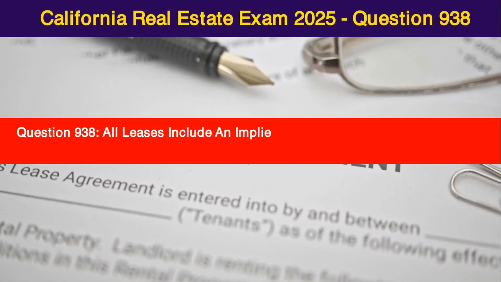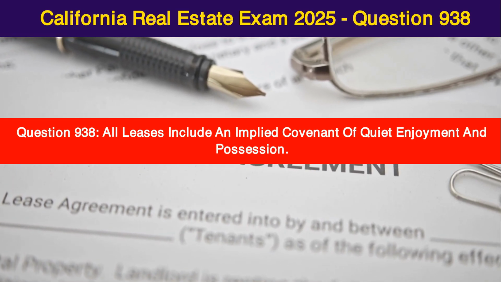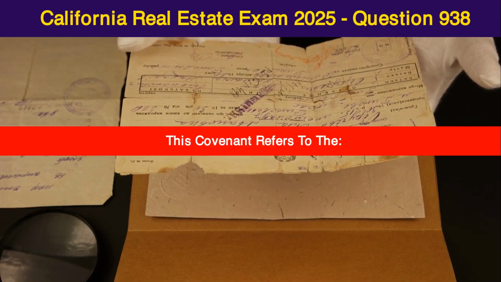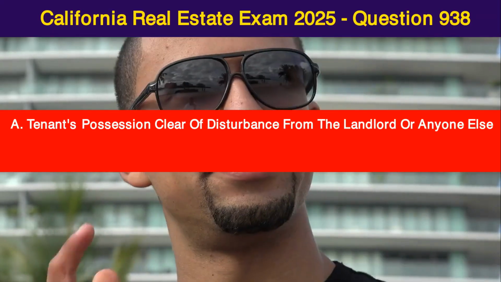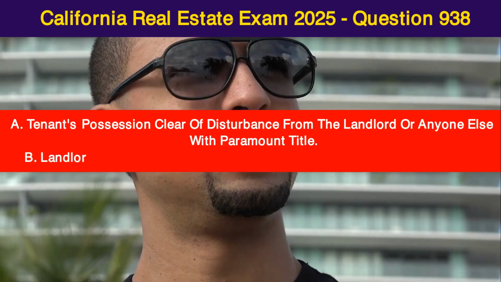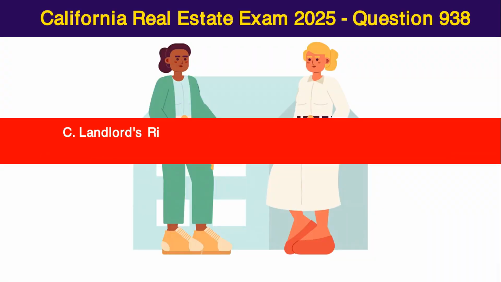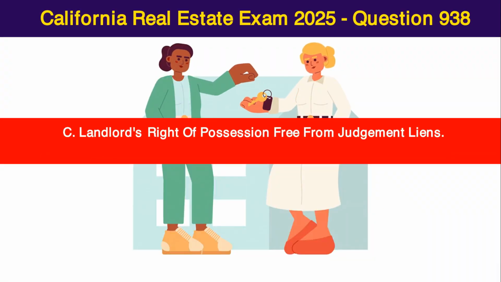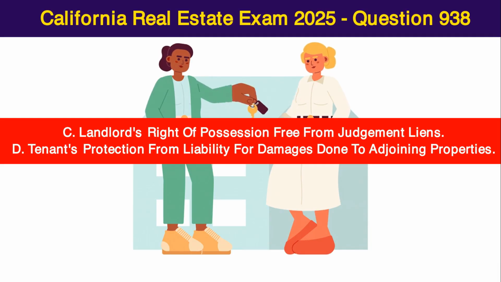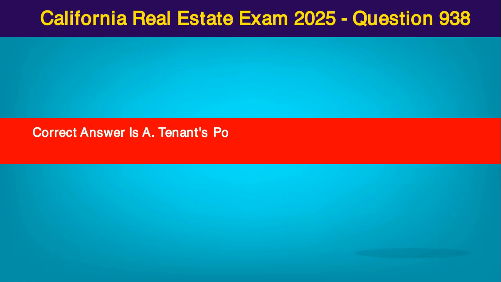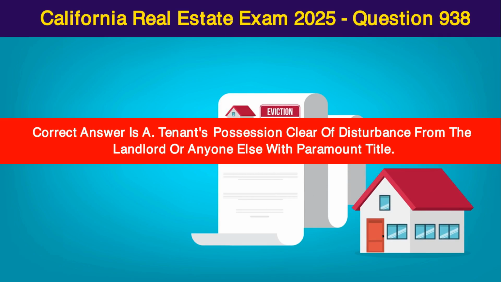Question 938. All leases include an implied covenant of quiet enjoyment and possession. This covenant refers to: A, a tenant's possession clear of disturbance from the landlord or anyone else with paramount title; B, landlord's right to make the tenant quiet down any loud disturbances; C, landlord's right of possession free from judgment liens; D, tenant's protection from liability for damages done to adjoining properties. The correct answer is A, a tenant's possession clear of disturbance from the landlord or anyone else with paramount title.